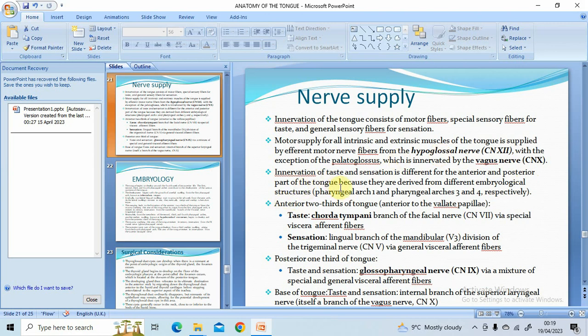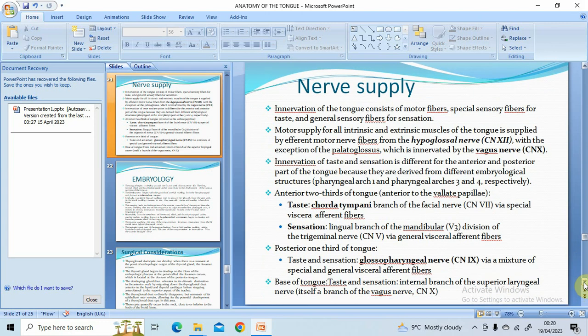innervation of taste and sensation, we know, is different for the anterior and the posterior part of the tongue because they are derived from different embryologic structures. I'm going to talk about the embryology of the tongue later. So pharyngeal arch 1 and pharyngeal arch 3, 4 respectively. So the anterior two-thirds of the tongue, anterior to the vallate papilla. Okay. So for taste, let's talk about the anterior two-thirds of the tongue. Okay, that's before the vallate papilla.